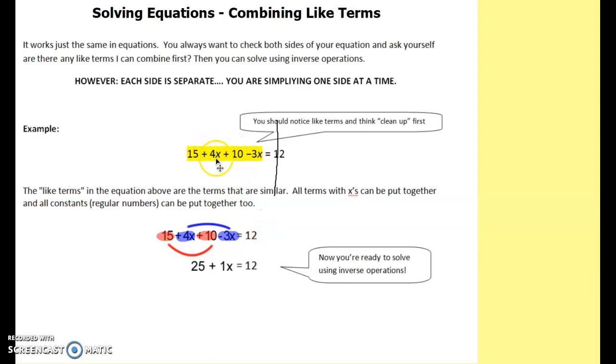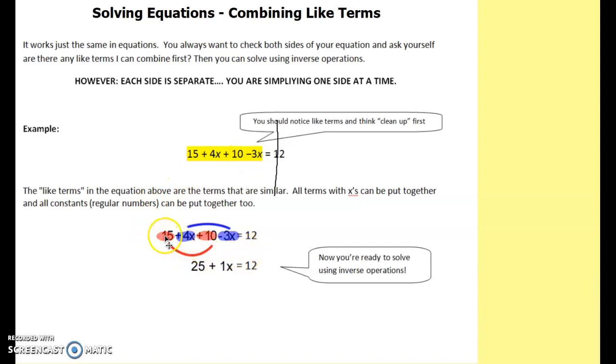If you look at your example, this is on the top of page 3 of your note packet. What I have highlighted here on the left is my side with a variable. You should notice that there are like terms, and we want to clean it up because this is one of the ways that we can simplify. This is the first way that we really simplify things. Just like we did before, there are terms that are similar that we put together. All of our x terms can be put together, and all of our constants, which are those regular numbers, can be put together too. Down here is a color-coded picture of it.